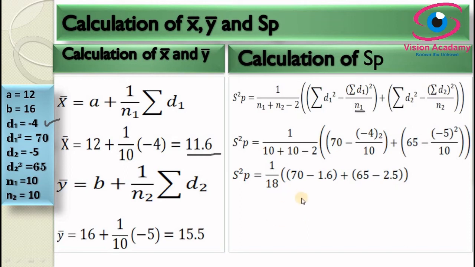When I simplify this value also, I will get the next step. When I divide 1 by 18, I will get 0.055555. And 70 minus 1.6 is 68.4, plus 65 minus 2.5, 62.5. So when I add these two values, I will get 130.9. So in the next step I have to multiply 0.05555 into 130.9. When I multiply that, I will get 7.29.